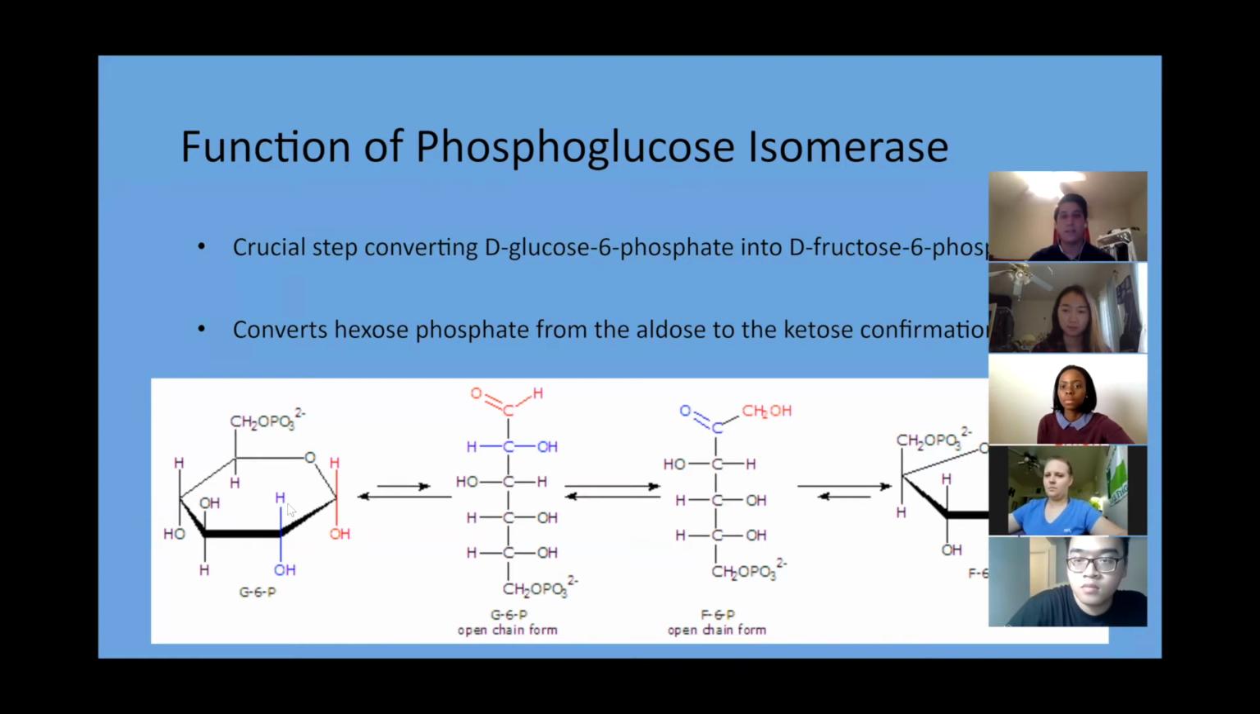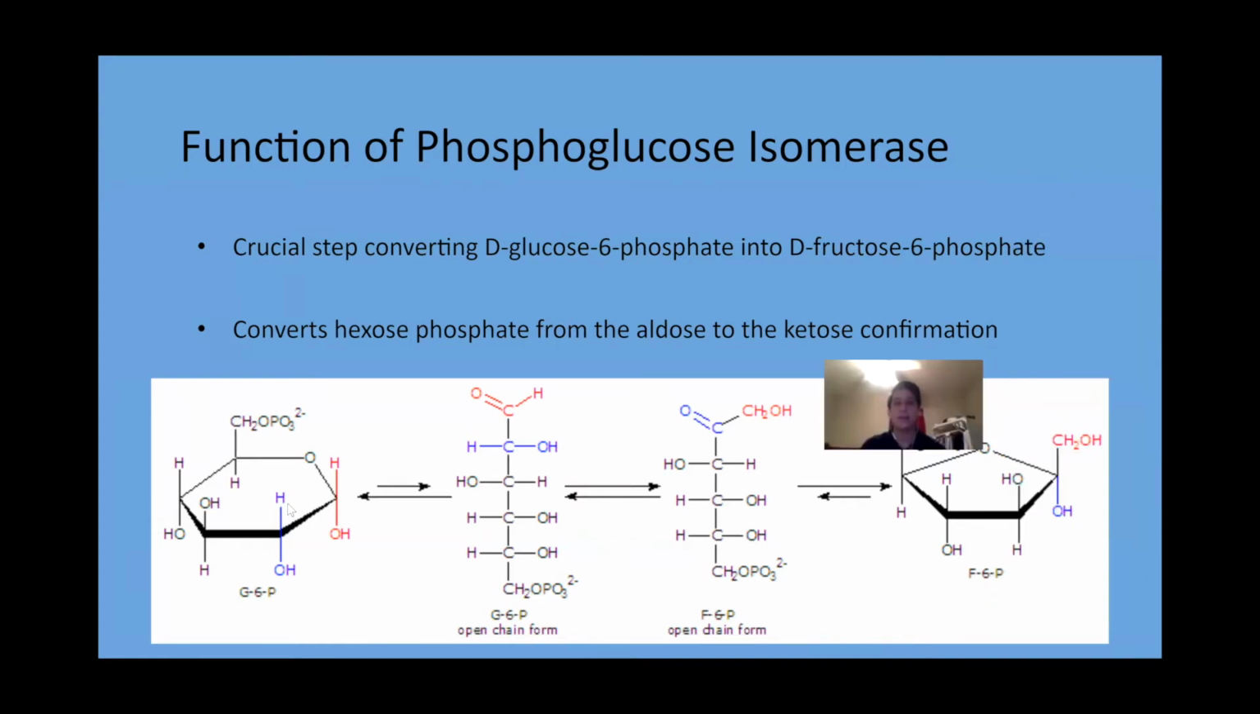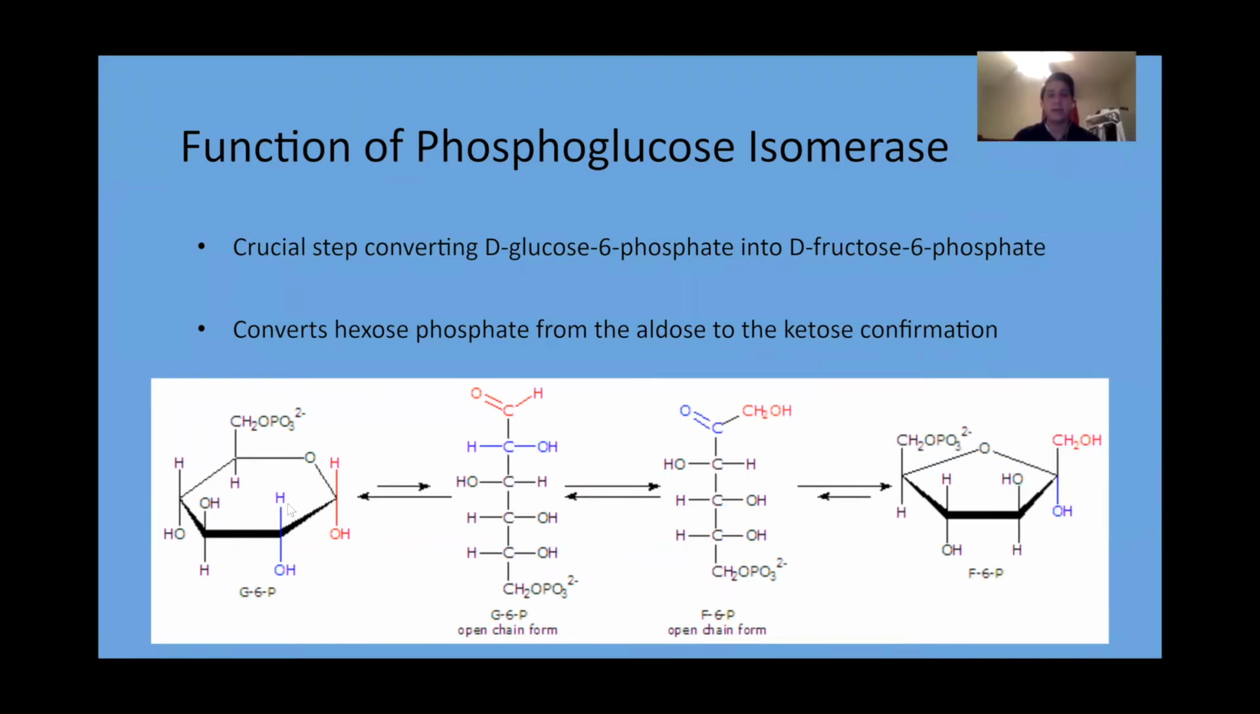For the function of phosphoglucoisomerase, this enzyme is crucial in not only the second step of glycolysis, but also the second step of the investment phase of glycolysis, where we invest 2 molecules of ATP to destabilize glucose and break it down into smaller units. The function of the enzyme is to convert D-glucose 6-phosphate into D-fructose 6-phosphate.